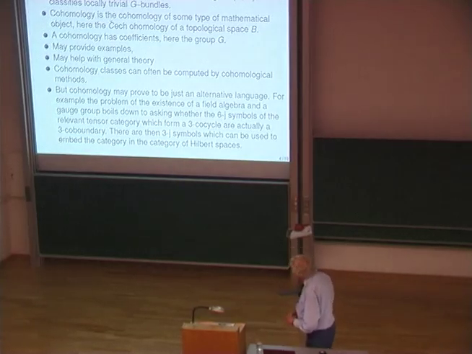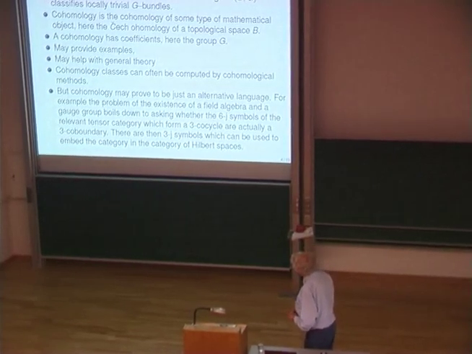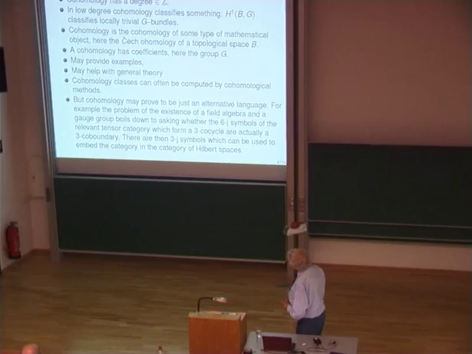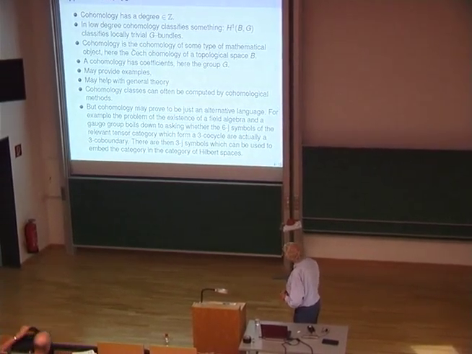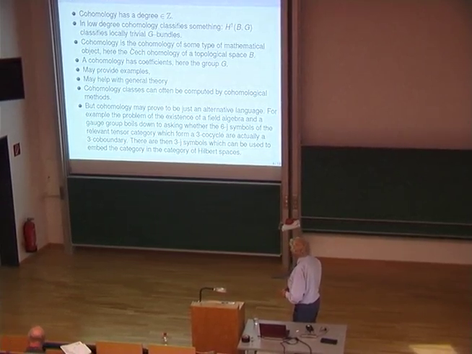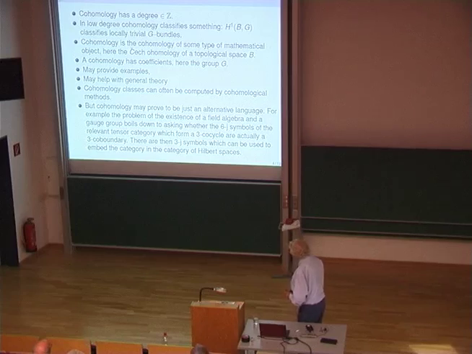And from this one example, you can see certain typical features. Cohomology has a degree. I've written Z there. It would have been better, I think, to have written N_0, because although it is sometimes Z, it's more typical to have N_0 as the index for the degree. And in low degree, as in our example, n equal to 1, cohomology classifies something. The H^1(B, G), these are the cohomology classes, and they classify locally trivial G bundles.